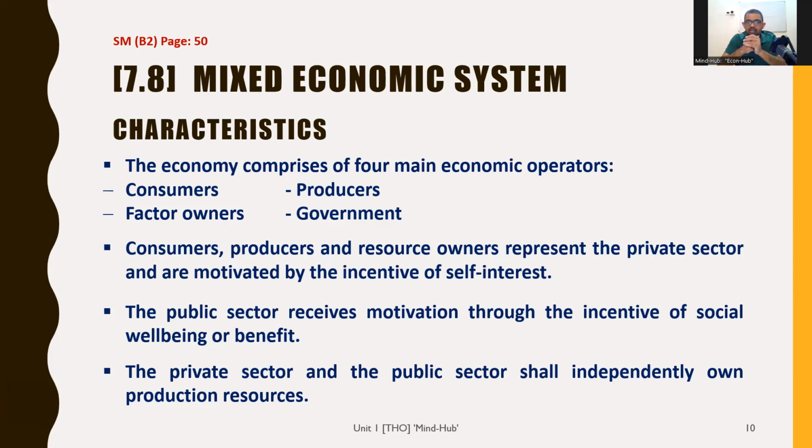Done? Right. So when you take this for the short note, you just need to remember four economic operators, four parties. Numbers are key: four. Make a note of the four: consumer, producer, factor owner, government. Four parties. Right. Then consumers, producers, and factor owners, easy to point out, it's very simple.